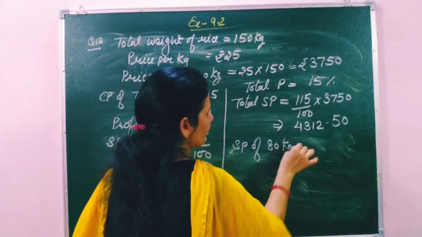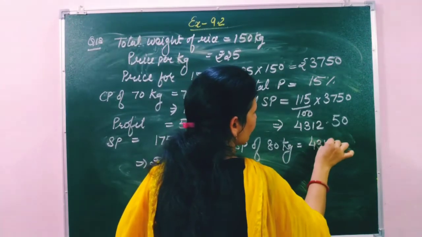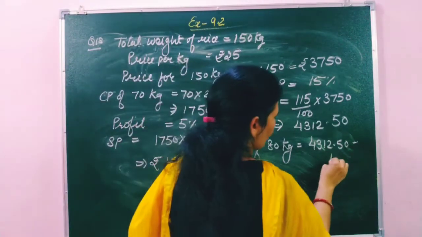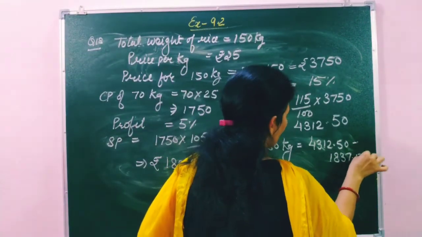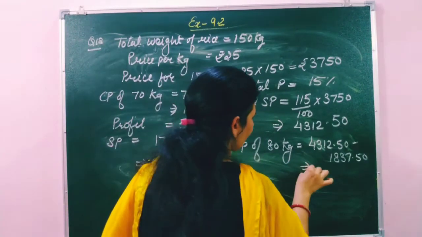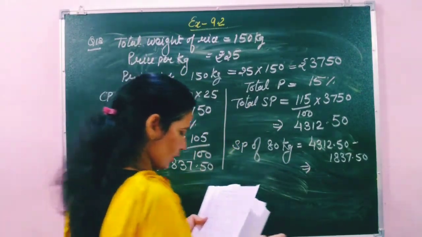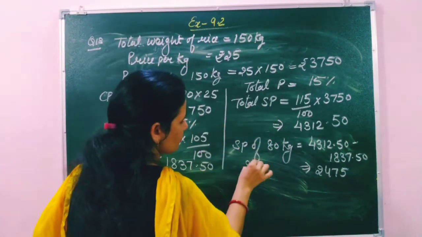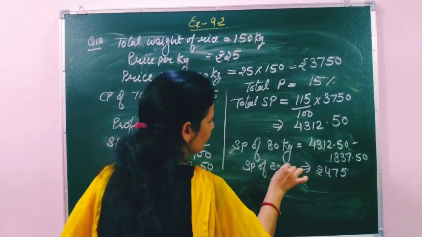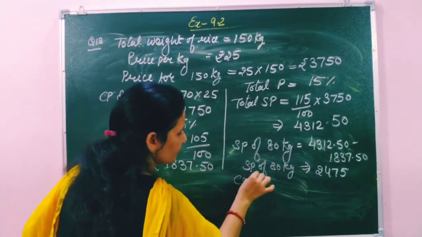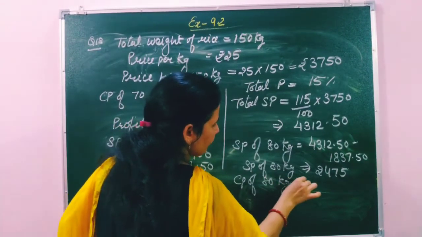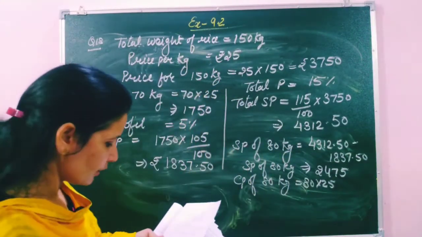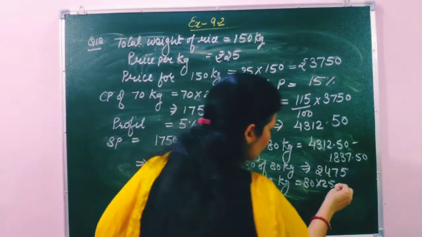So here we can find the SP of 80 kg. How do we find the SP of 80 kg? Total SP minus SP for 70 kg, 1837.50. So the SP of 80 kg is 2,475. This is the SP of 80 kg. Then the CP of 80 kg is 80 multiplied by 25. Why 25? Because the per kg price is rupees 25. When we multiply this, we get 2,000.